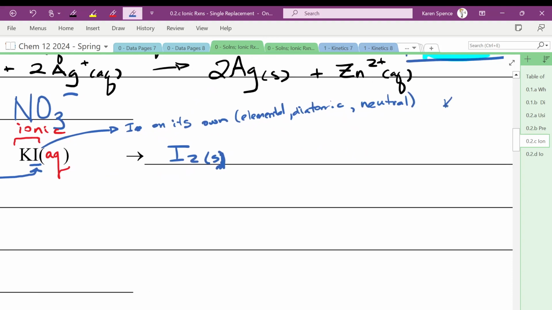So we have K+ is going to combine with Cl-. So what is the correct formula? KCl. And it's not diatomic because it's not elemental. Okay, KCl. And what state will that be? That will be aqueous.